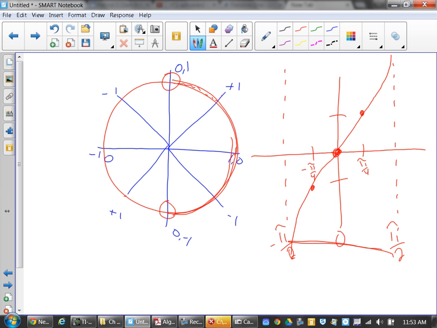Okay? Claire, you had something you were saying. Where are you getting over 0? Remember, tangent is y over x. That's what I was going to ask. There you go.